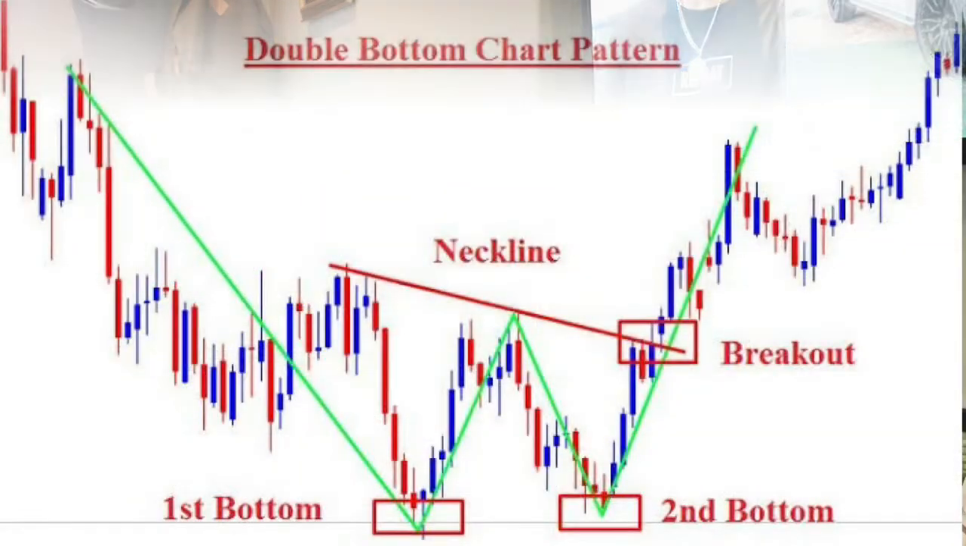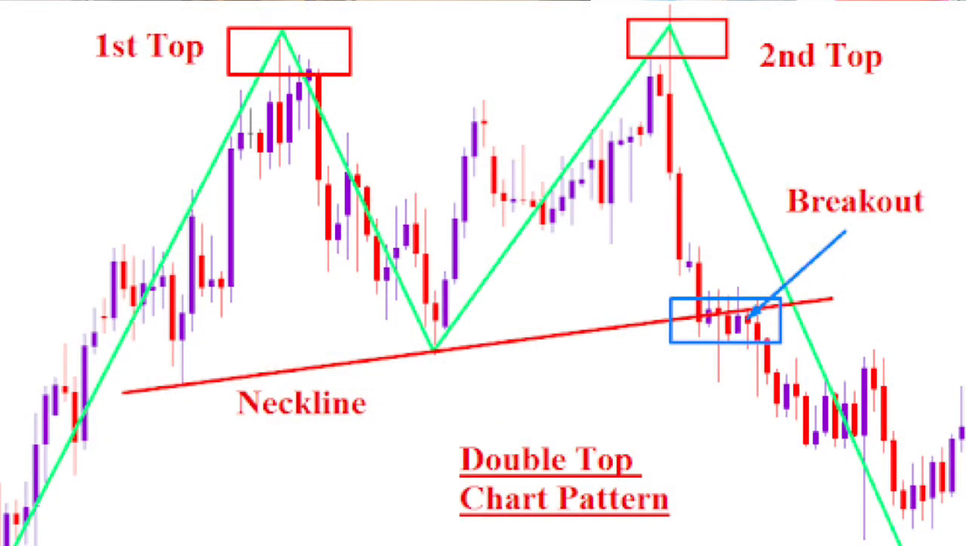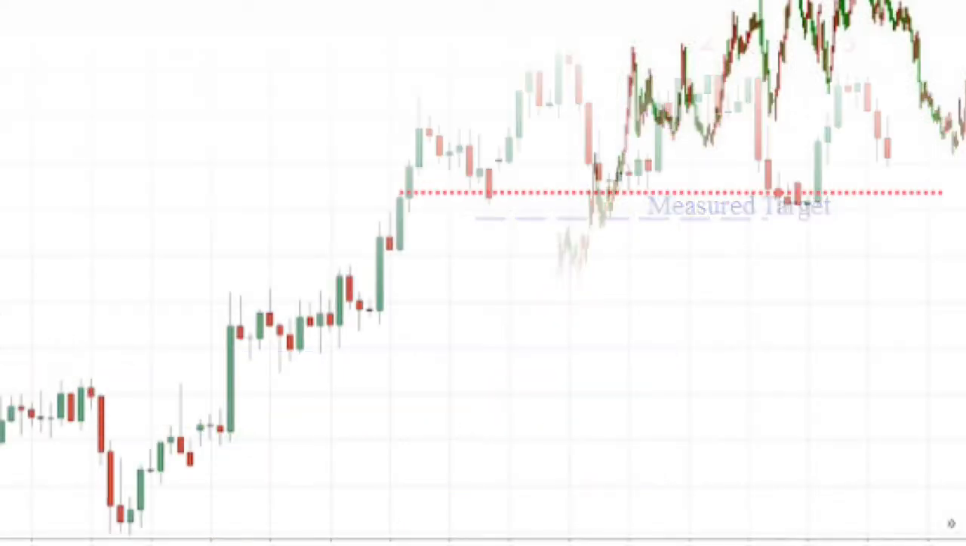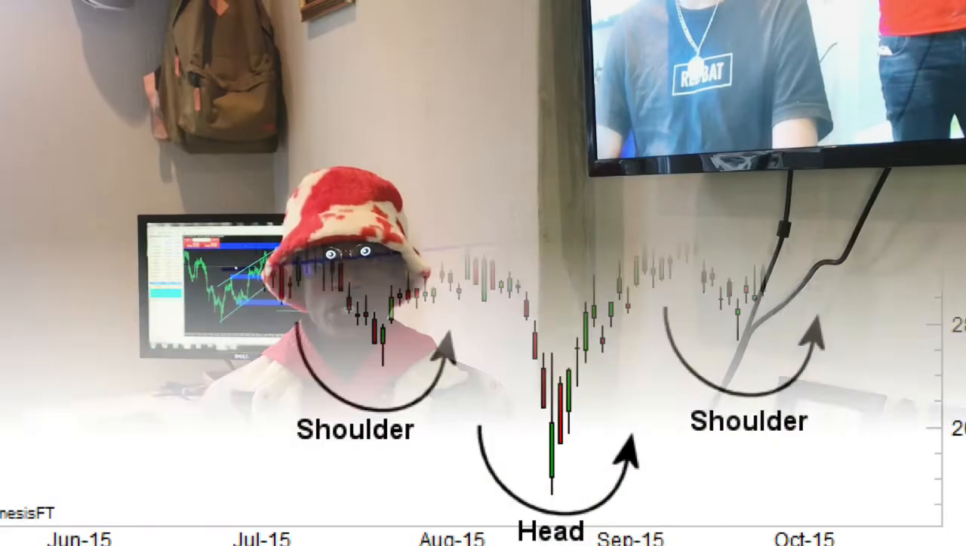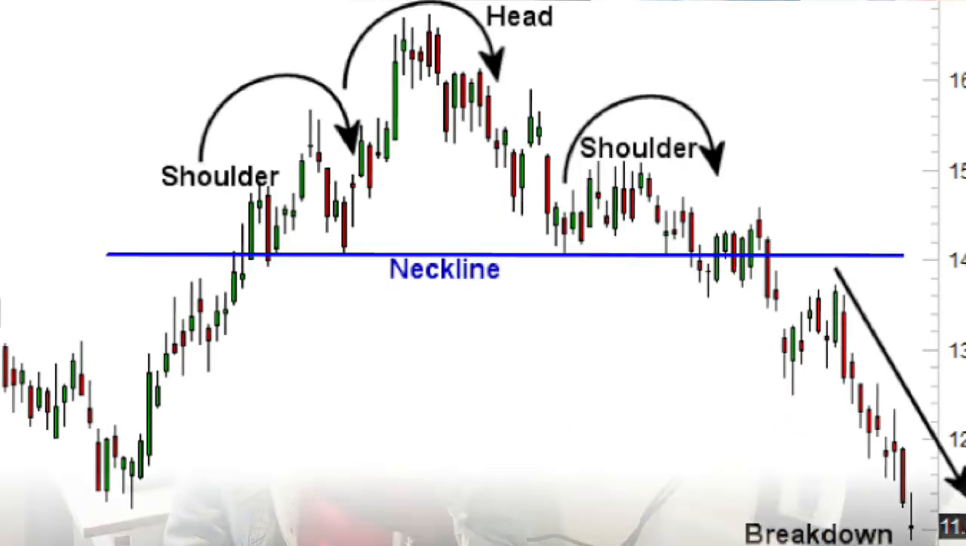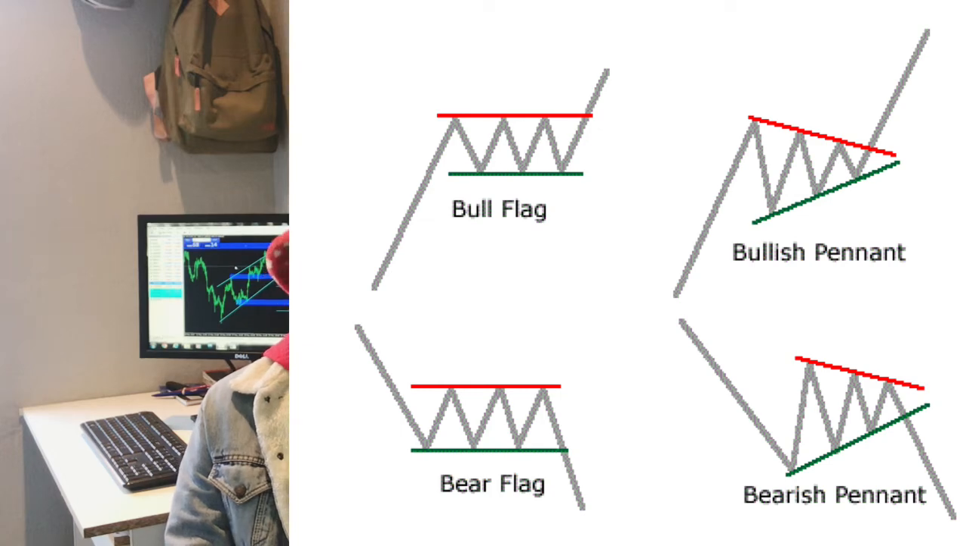We have double bottom, which is a pattern. Then we have after double bottom the double top. Then we have triple bottom and triple top. Then we have inverted head and shoulders. Then we have head and shoulders, which is a pattern now. Then we have flags, which is also patterns. Yeah, but there are different types of patterns. You can go check them out.